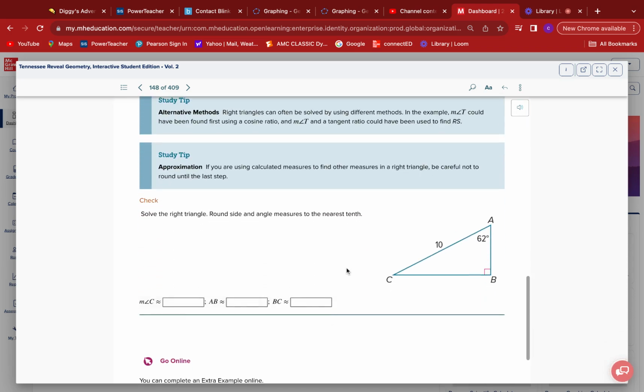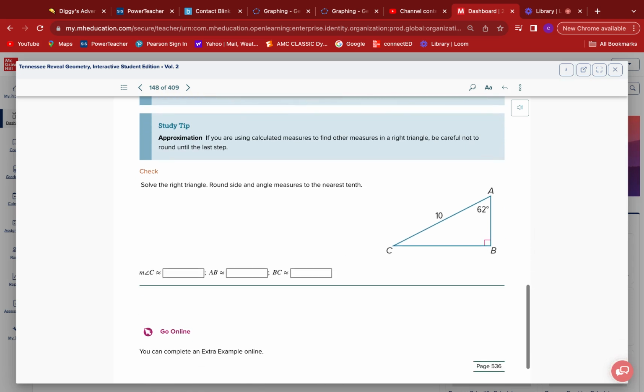All right, got a check here. So angle C is going to be easy. We're going to take 90 and subtract 62. So 90 minus 62 is 28 degrees. All right, AB is the side adjacent to the 62, and we have the hypotenuse. That means we're using cosine.